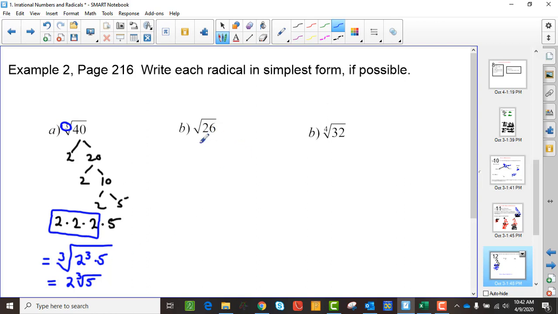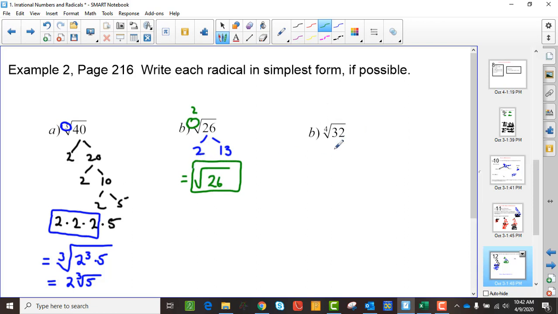For 26, it's 2 times 13. Okay? So when I look at that, I say, okay, well, there are no groups of 2. The index here, right, not written, so it's a 2. There's no groups of 2, so there's actually no way to simplify that. There's no way to make that a mixed radical. So that's just my answer.